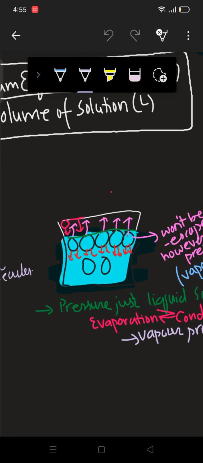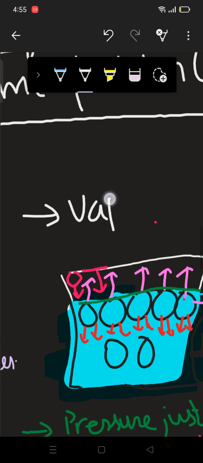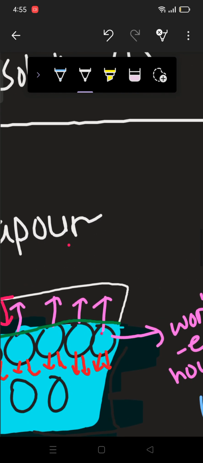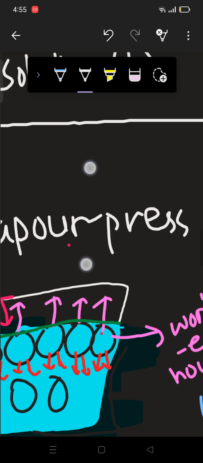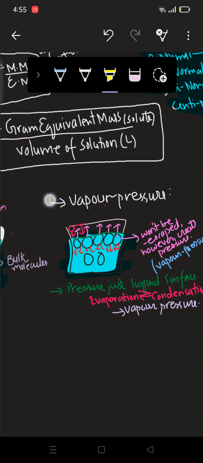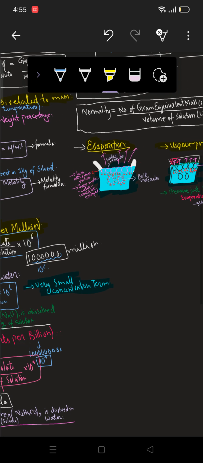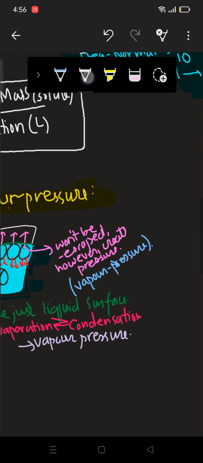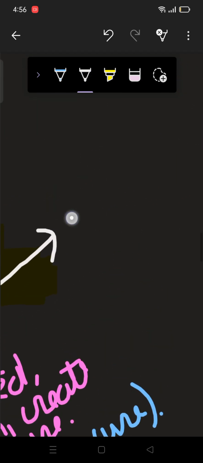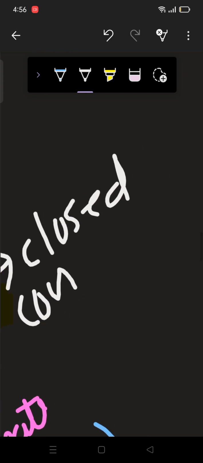So I must mention here what we discussed yesterday. Then I told you this too, that vapor pressure is always made using a closed container. It is never ever made using an open container. Always made in a closed container, because we have discussed open and closed containers as well, right?